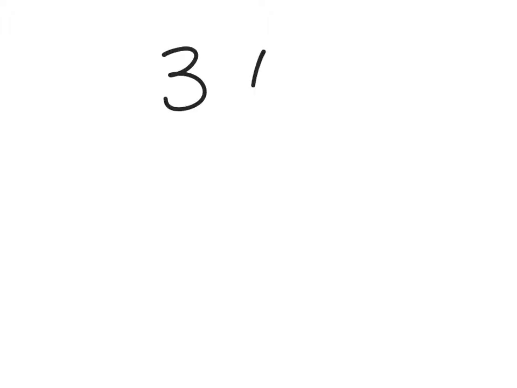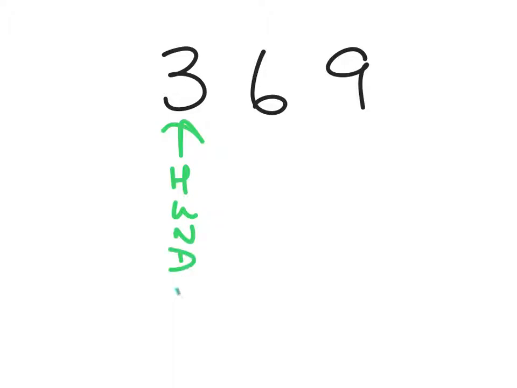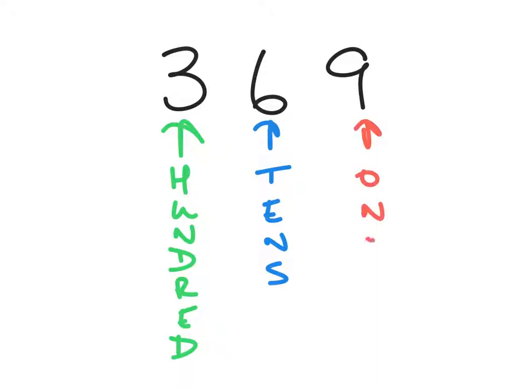Regrouping is all about place value. This is something you've seen before, but we should review this to make sure we're all on the same page. We should recognize that when we see the number 369, we see 3 groups of 100, we see 6 groups of 10, and we see 9 ones. We see 3 hundreds, 6 tens, and 9 ones, or the number 369.